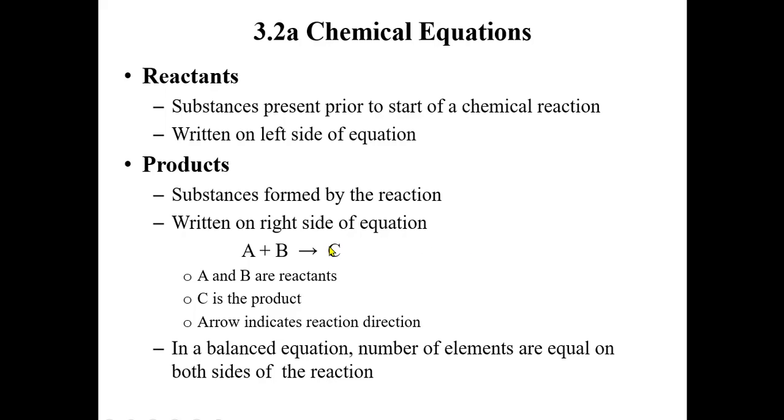Okay, so here's how the chemical reaction is written. A plus B to make C. So A and B are your reactants, and C is your product. Okay, that's how it works.